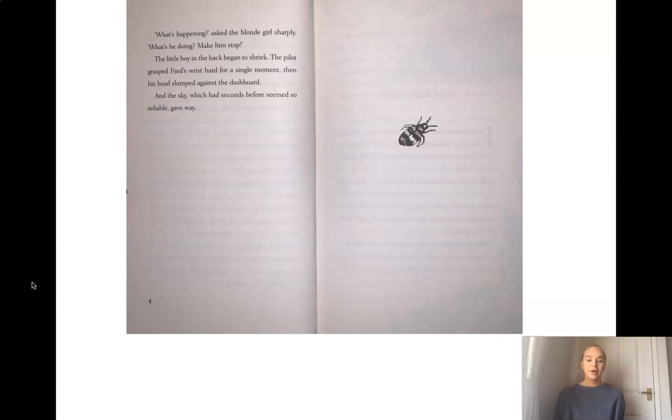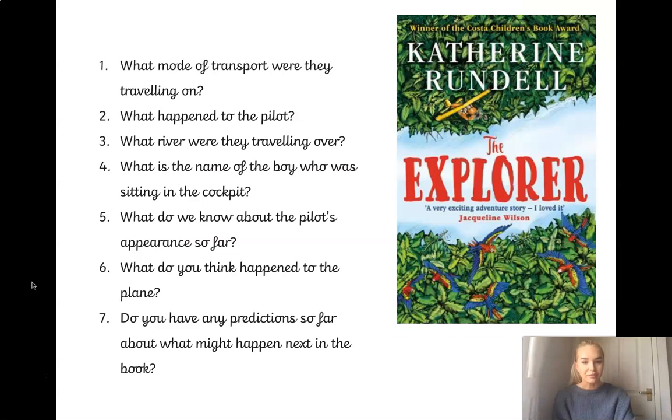Okay, that's all we're going to read in today's session. Now I've got some questions that are going to pop up in a moment, and these are the questions that I'd like you to answer today. The reason that I've included the pictures of the pages in your resources is that I don't want you to just guess the answers. I want you to back your answers up with evidence.